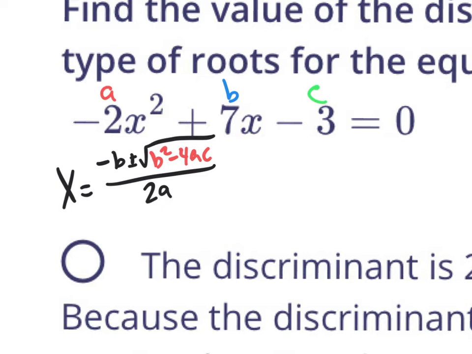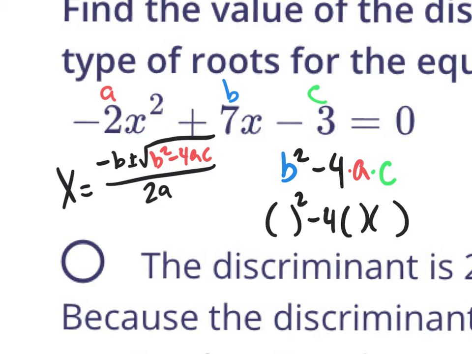And using the correct color coordination that I did up there, b squared minus 4 times a times c will be, let's put parentheses there where we plug in. So b is 7, a is negative 2, and c is negative 3. So what we really have here, guys, is 7 squared, which is 49.